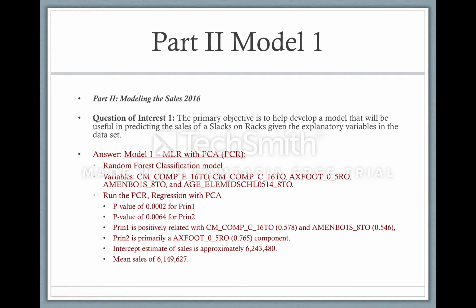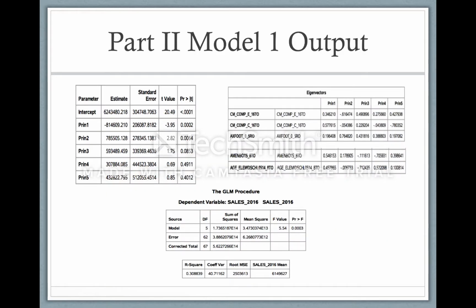In the output, we also saw that it gave an intercept estimate of the sales, which was approximately $6,243,480, and it also gave a mean value of the sales, which was $6,149,627. Here is some of the output for the PCR. In the top left table, you can see the p-values, the 2 p-values that we saw were really important for Prin1 and Prin2. You can also see the intercept estimate right here.